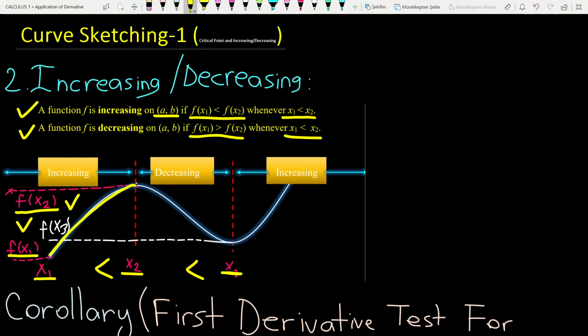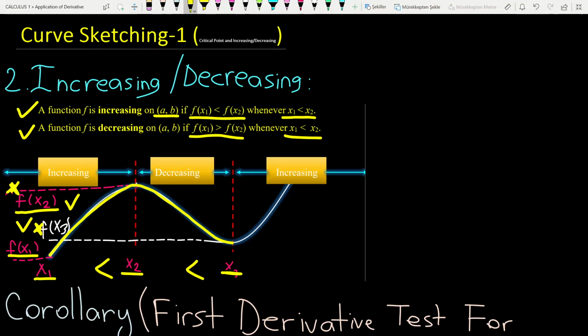See? F of x3 is here. This is smaller than f of x2. So in this case, the function is decreasing on this interval. Okay? It is the formal definition of increasing and decreasing function.